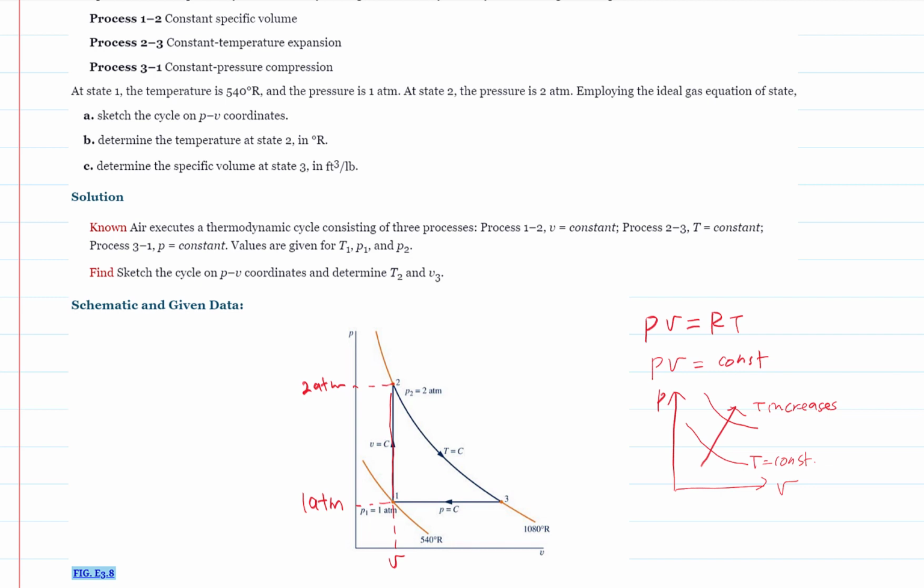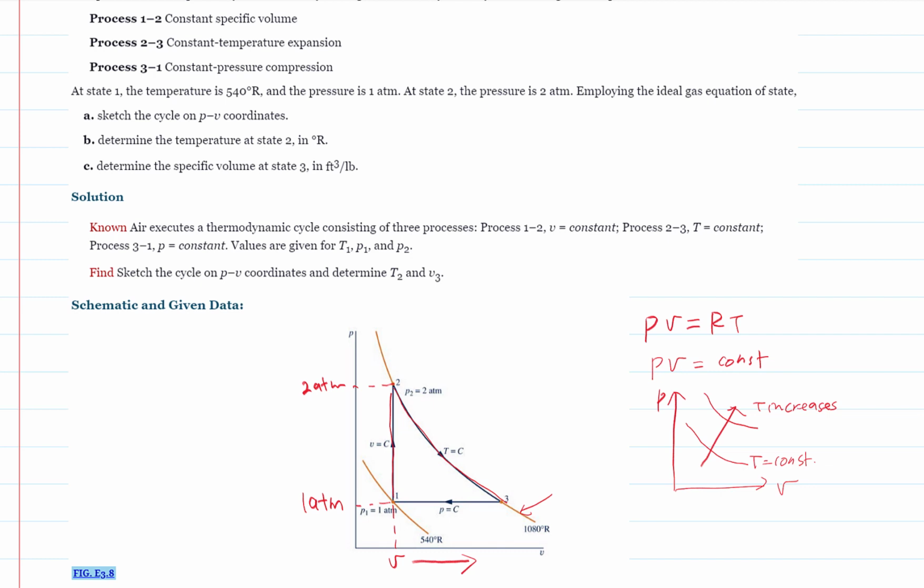From state 2 to state 3 undergoes a constant temperature expansion. So specific volume increases, in the increasing v direction. So the process moves to the right, along the constant temperature line. So it moves like this. And state 3 to 1 is a constant pressure compression. So the pressure at state 3 is also 1 atm. It's a compression process, volume decreases, so the direction of the process is in decreasing specific volume.